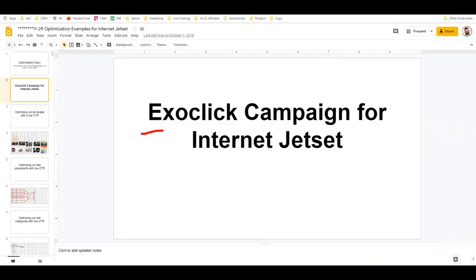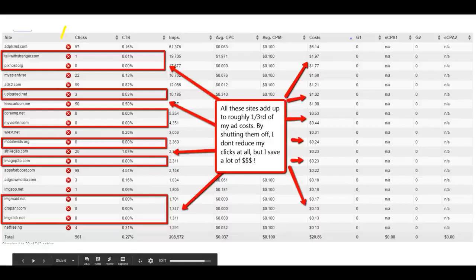You'll see I kind of detailed things by the ad networks I used. Exoclick is an adult ad network. Internet Jet Set was my product. Now here's an example of the sites that my ads were showing up on Exoclick. Now Exoclick is a fairly cheap ad network. They're very affiliate friendly. It's almost all affiliates advertising on their platform, very loose on restrictions, and they show on a lot of porn sites and torrent sites and what have you.